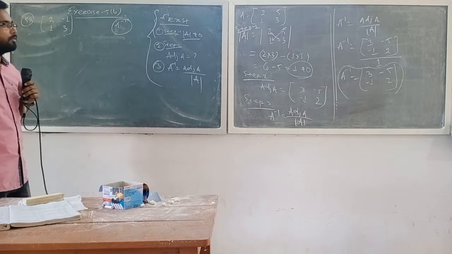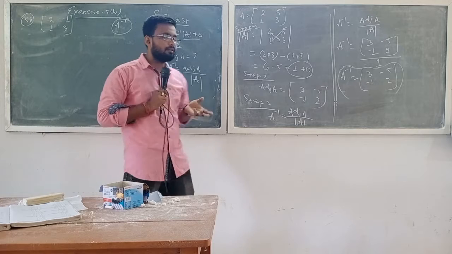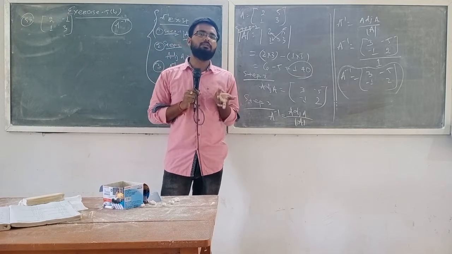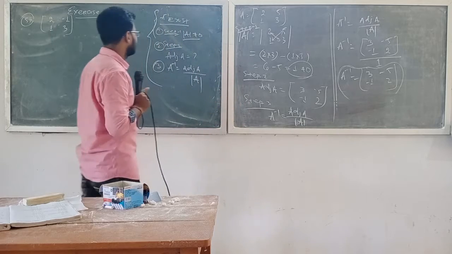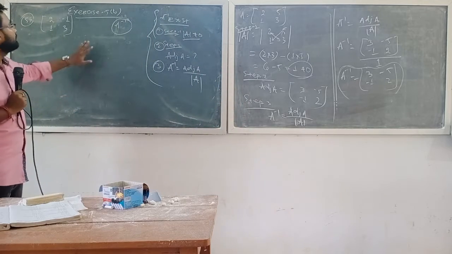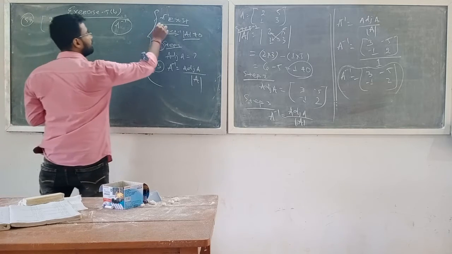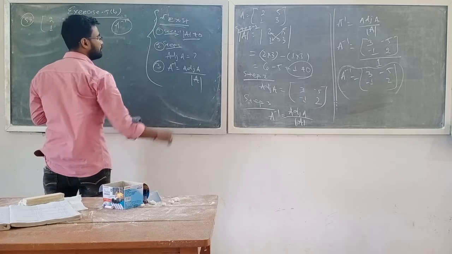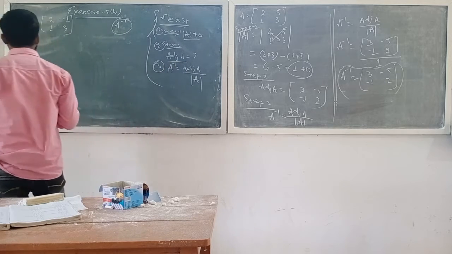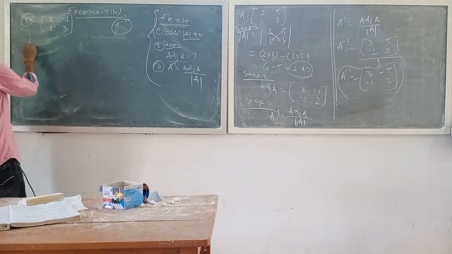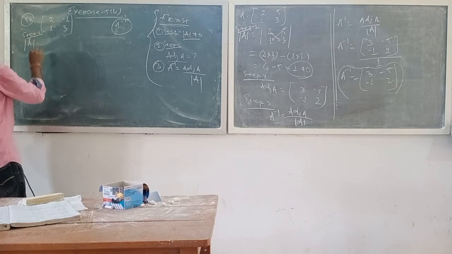You can also find the inverse of a matrix using elementary row operations and elementary column operations. But here we are using the first method: the inverse will exist if determinant of A is not equal to 0, then adjoint A, then we can find out the A inverse. So first we will check determinant of A, step 1.